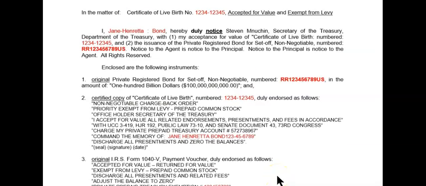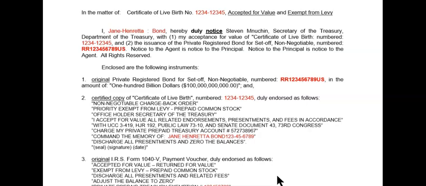I, Jane Henrietta Bond, hereby duly notice Stephen Mnuchin, Secretary of the Treasury, Department of the Treasury, with 1, my acceptance for value of certificate of live birth, numbered, and then you put your birth record number, and 2, the issuance of the private registered bond for set off, non-negotiable, numbered, and then the registered mail label number, okay? Notice to agent is notice to principal. Notice to principal is notice to the agent.